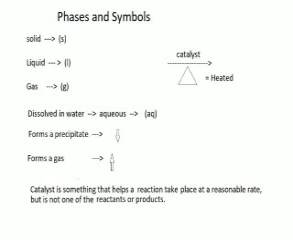Occasionally, they'll put some chemical above the arrow as well. And in that case, that material is acting as a catalyst. We'll end up talking about catalysts later. The important thing to know about catalysts is they help the reaction take place at a reasonable rate. But they are neither one of the reactants nor one of the products, so they're not part of the equation when it comes to balancing the reaction, because they're not a product and they're not a reactant.